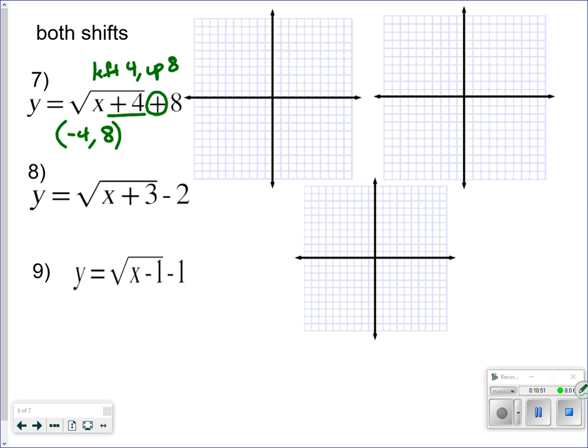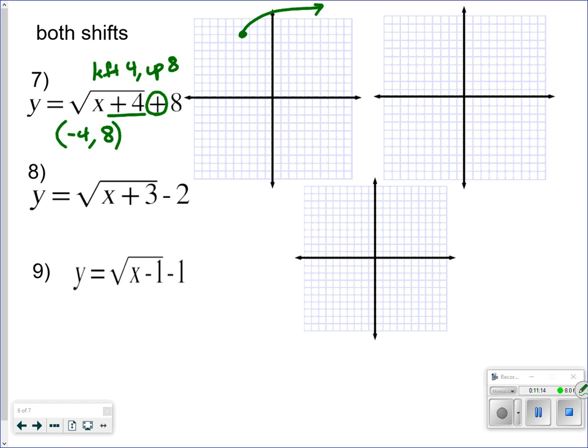So start from the origin and go left 4, 1, 2, 3, 4. But don't put your spot here, just hold your pencil and then travel up 8. 1, 2, 3, 4, 5, 6, 7, 8. So the real center is way up there. Negative 4, 8, and from there you can make your arc.